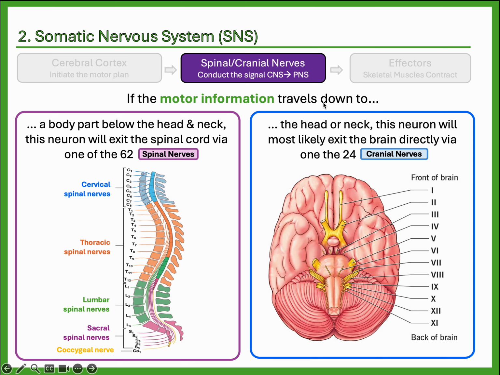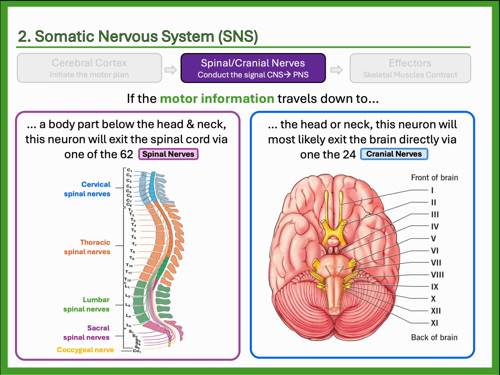Now, if the motor information travels down to the head or neck, this is an entire course dedicated to you. This neuron will most likely exit the brain directly via one of the 24 cranial nerves, okay? So let's say this is movement to move my facial muscles to make facial expressions. There's no point in sending this neuron all the way down the spinal cord if I'm exiting out at the facial level. I could just exit out one of these regions in the brain itself. The brainstem is an easier passage.